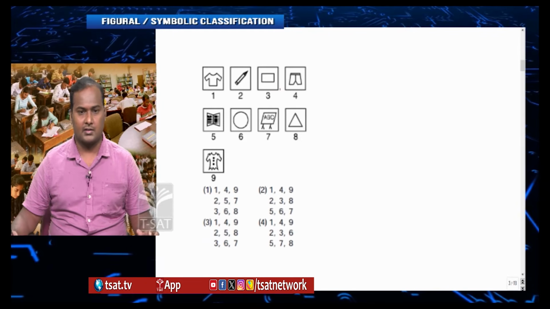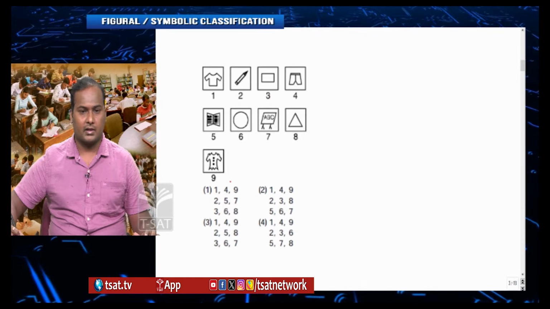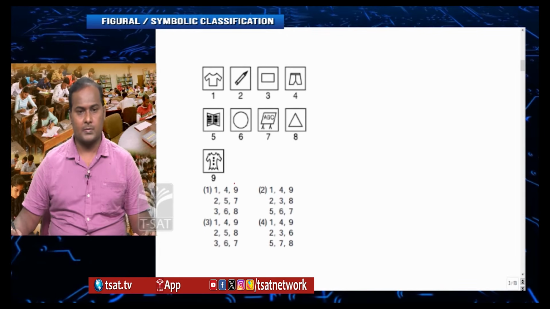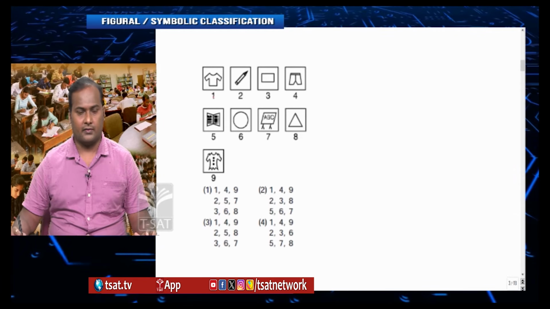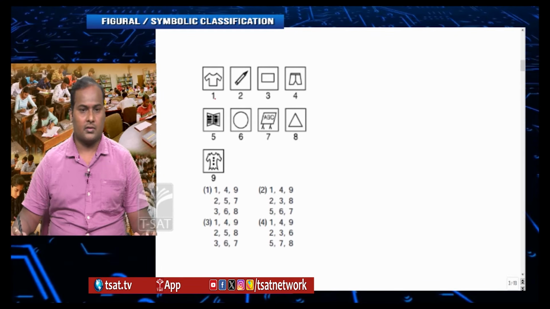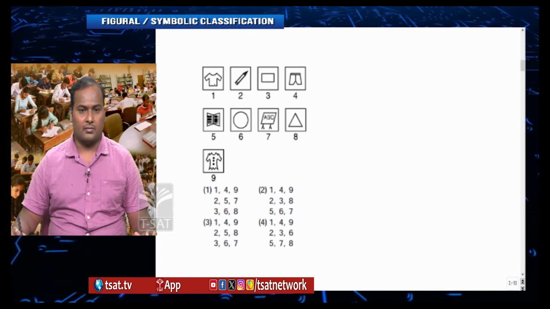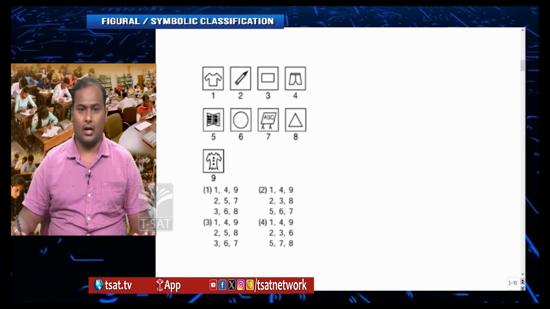So this is one more question. Here also 9 figures are given. These 9 figures are classified into 3 groups. Now see the first figure. What can you observe in the first figure? In the first figure, I can observe something like a shirt or a garment.